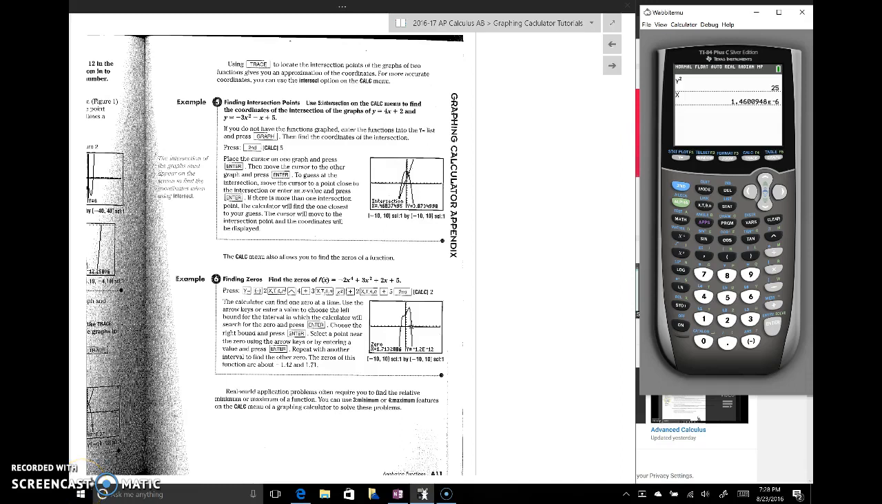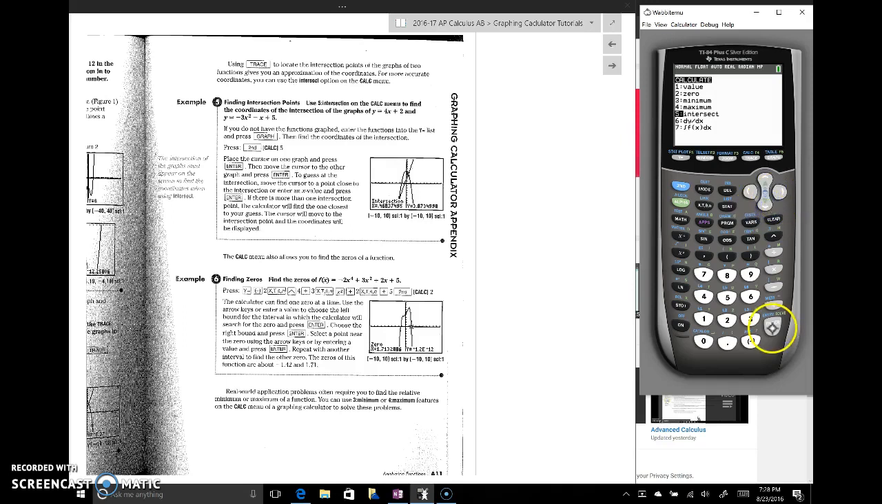So a little bit of rounding. Okay, now let's go back to the graph. Let's say that we want to find our points of intersection. Here we can see there's 2 points of intersection. So we're going to have to do this process twice. Calculator can only give us 1 point of intersection at a time.